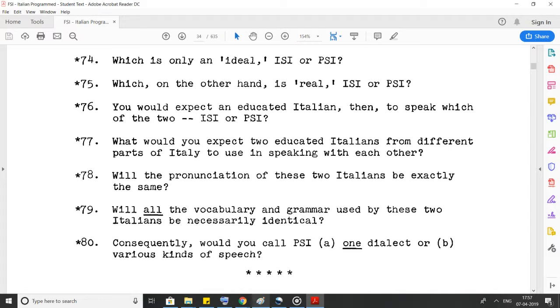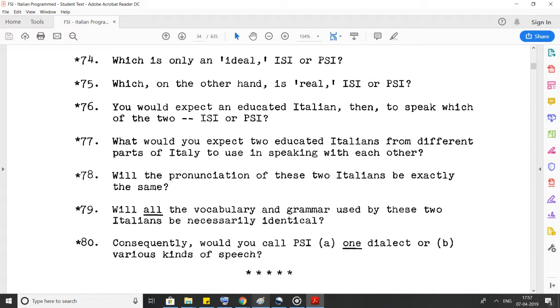The answer is ISI. Frame 75. Which, on the other hand, is real, ISI or PSI? The answer is PSI. Frame 76. You would expect an educated Italian, then, to speak which of the two, ISI or PSI? The answer is PSI.